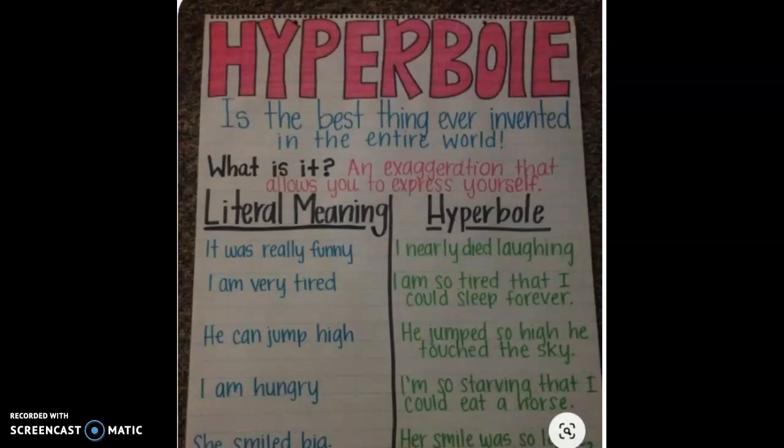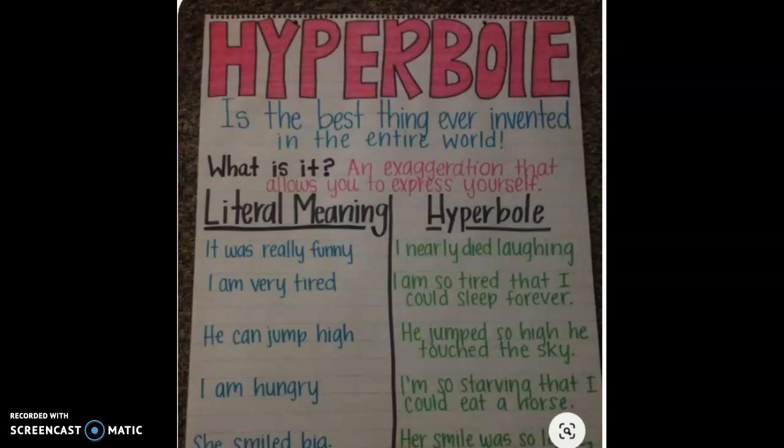For example, this is the best thing that's ever been invented in the whole entire world. Super dramatic, right? Just like every form of figurative language, we have the literal meaning and then we have the figurative meaning. So instead of saying it was really funny, a hyperbole would be, I nearly died laughing. You didn't literally die. You guys use hyperboles all the time. Whenever you hear something, you're like, I'm dead. That's a hyperbole. Instead of saying, I am tired, a hyperbole could be, I am so tired that I could sleep forever.